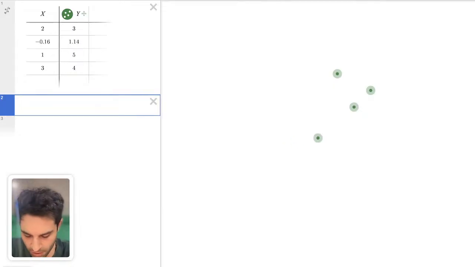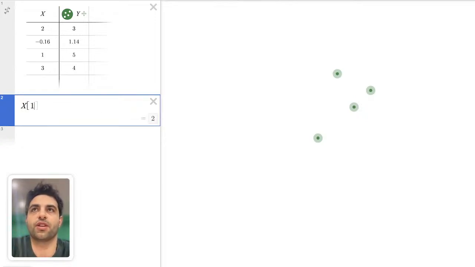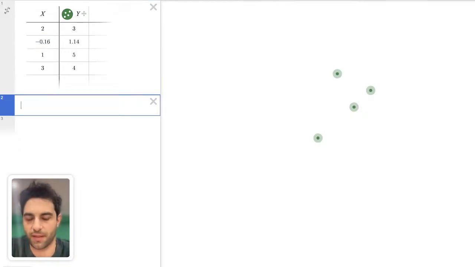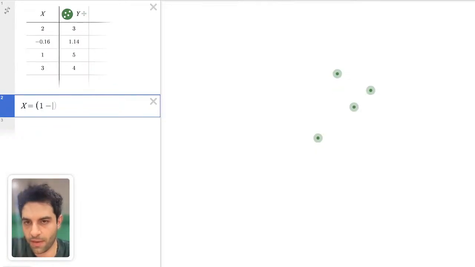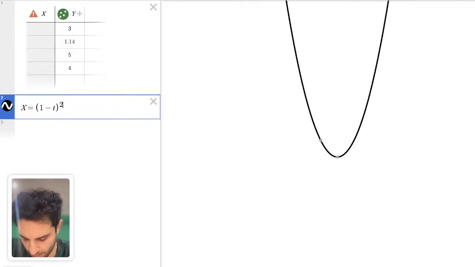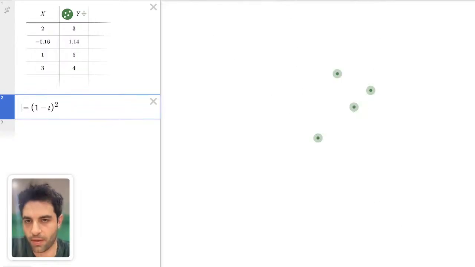So the equation is just going to be, let's see. To write the first point, I can just write x1, and that gives me the 2, right? x2 gives me the 0.16. You see that? So I could just write them like this, so I could just be lazy. So let's write them out. So the x equation is equal to 1 minus t squared. Yeah. So let me call it an x equation.